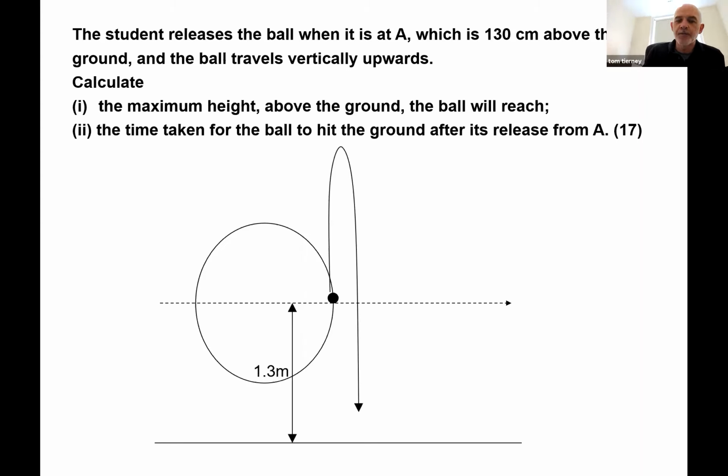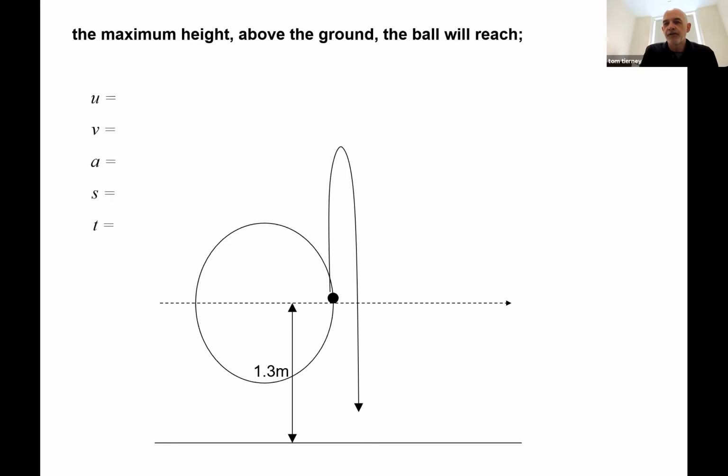Equations of motion. We're looking at UVAST: U, V, A, S, and T. Always a good idea to list what you know. It's traveling at 7 meters per second. We just found that. At the height of its motion, it will have stopped moving briefly for a moment in time. 0 meters per second there. The acceleration due to gravity here is operating in the opposite direction to the movement of the ball. So that's minus 9.8. And we're looking for the height that it travels up before it stops moving.